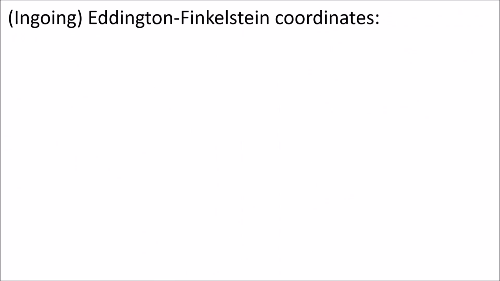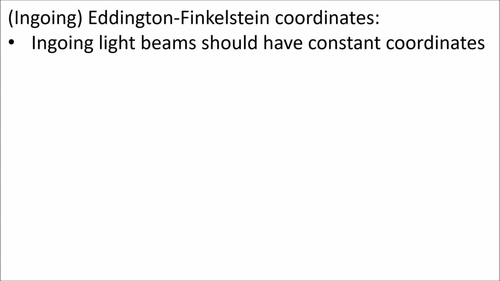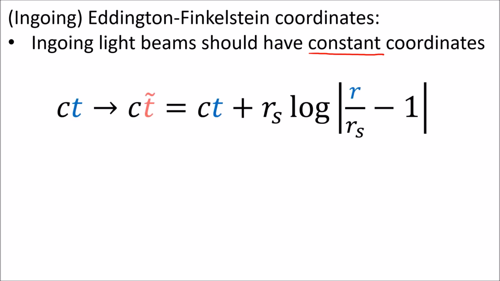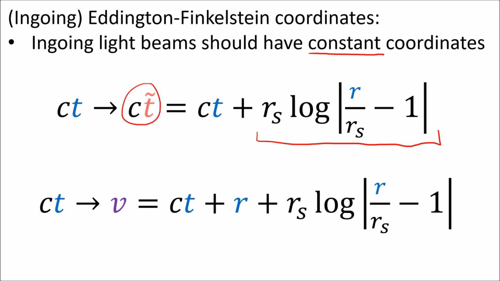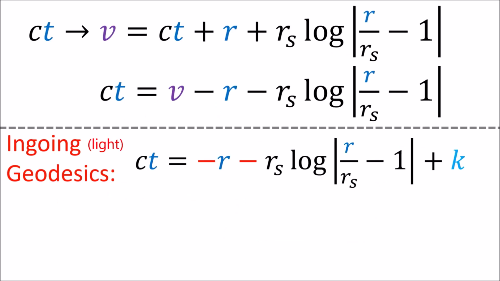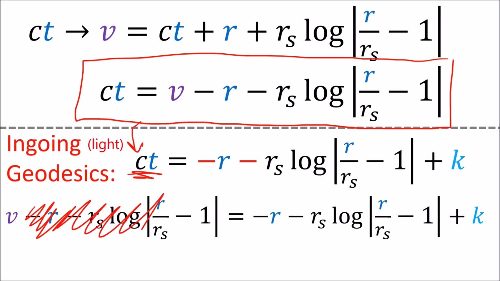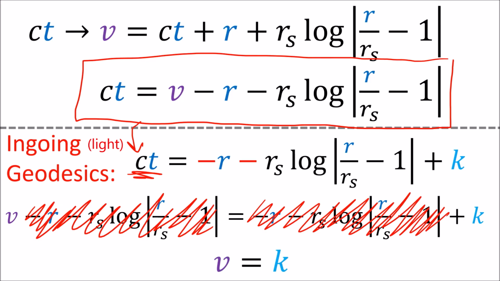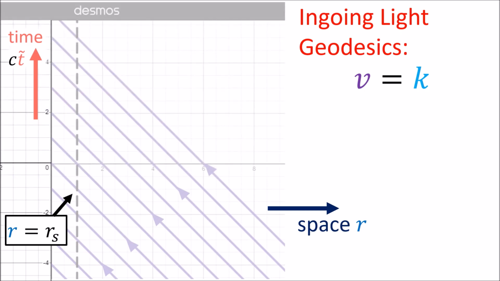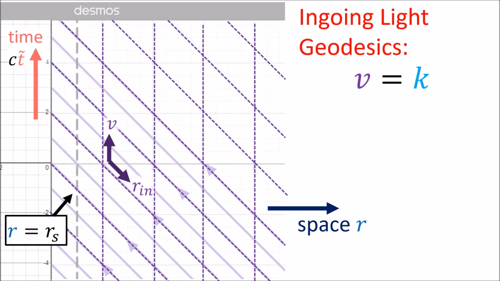For EF coordinates, we want light beams to travel along constant coordinate lines, instead of being diagonal. So instead of shifting the time coordinate by the log term, let's define a new coordinate v that shifts time by the entire r plus log term. Going back to our light beam equation and subbing in, we get an equation for ingoing light beams that is just the v coordinate being constant. So in these coordinates, the curves of constant v exactly match ingoing light beams.